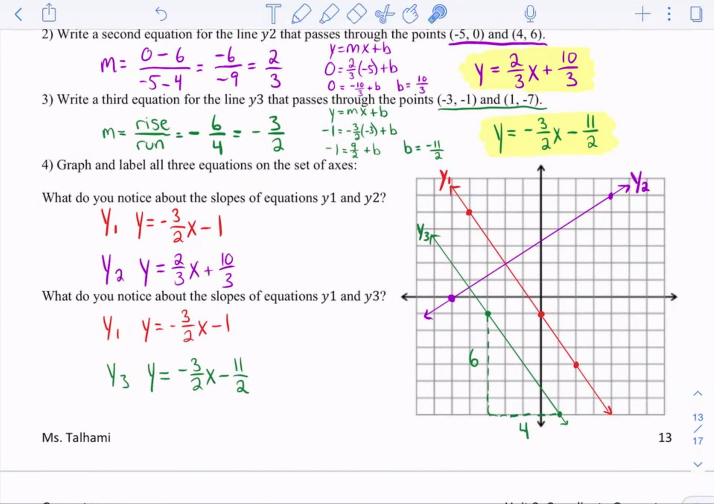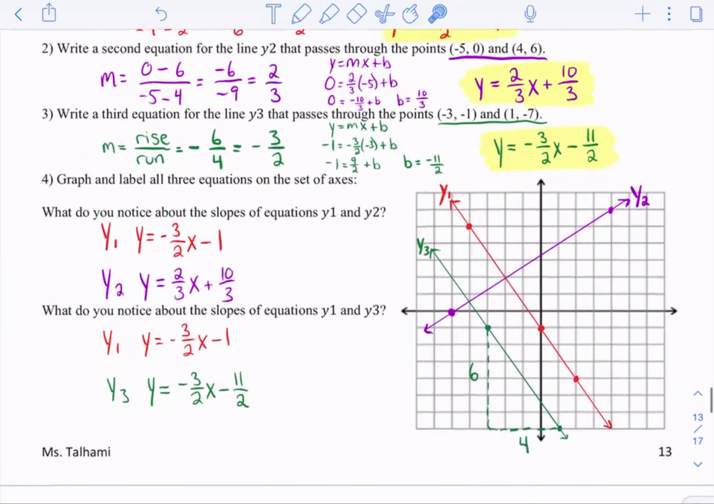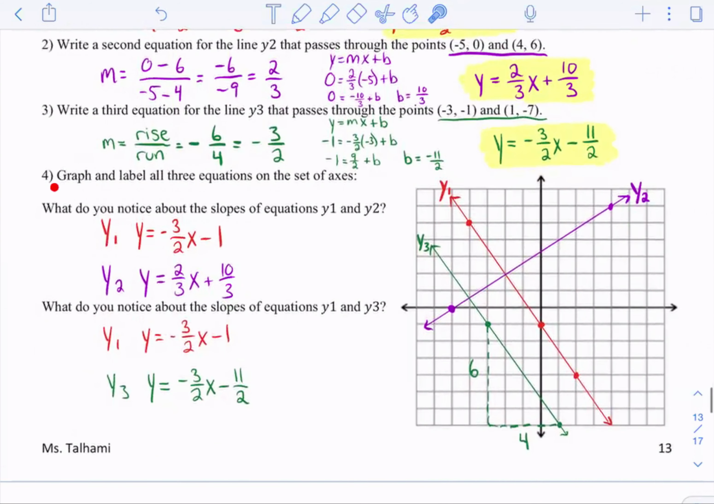I like that you followed the directions, Mrs. Talhami, in number 4, where it said graph and label all 3 equations. Nice and thorough. Thank you.